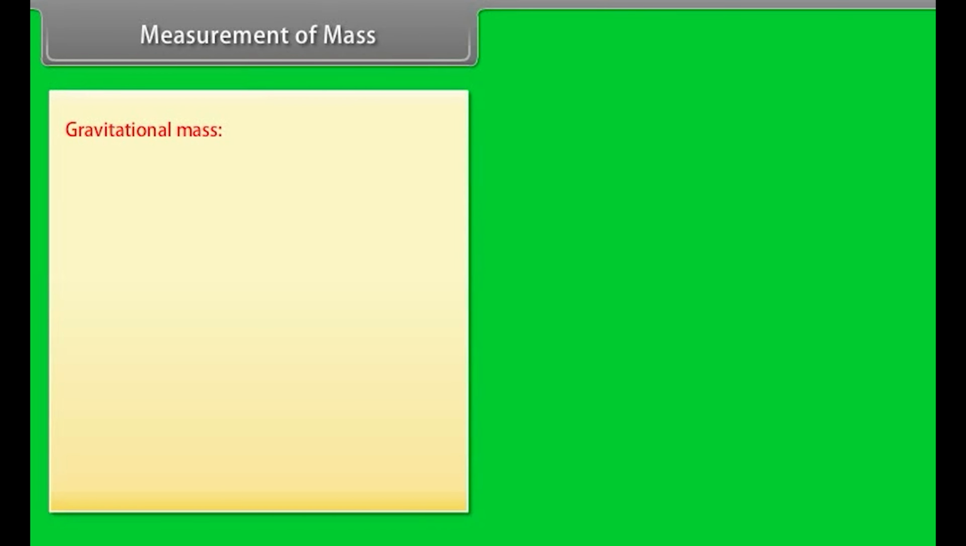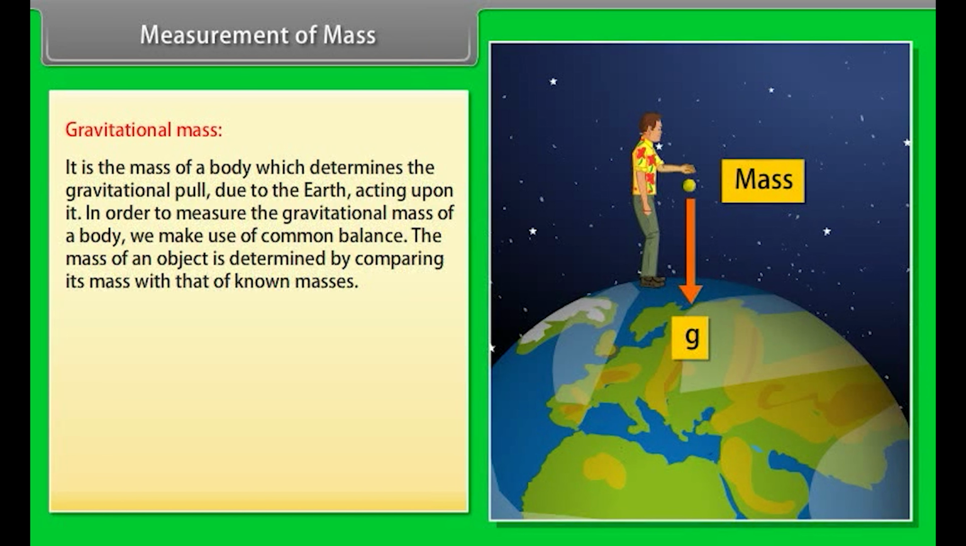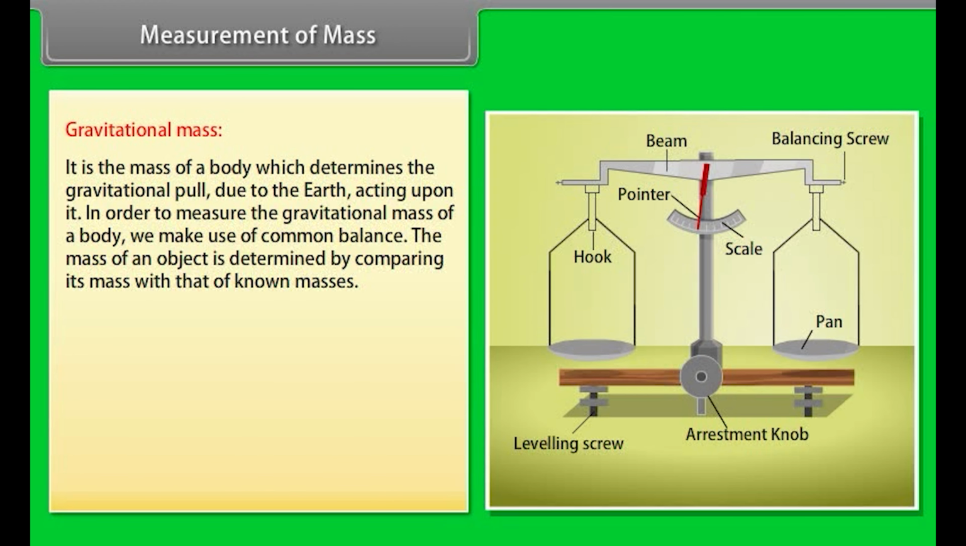Gravitational mass. It is the mass of a body which determines the gravitational pull due to the earth acting upon it. In order to measure the gravitational mass of a body, we make use of a common balance. The mass of an object is determined by comparing its mass with that of known masses.